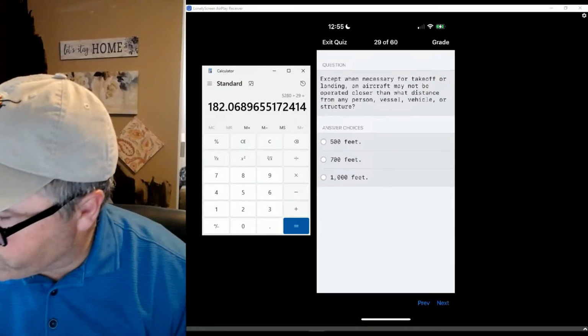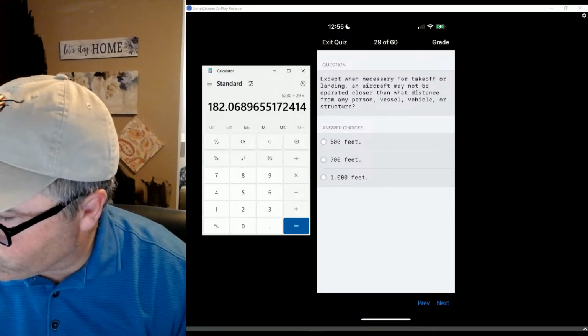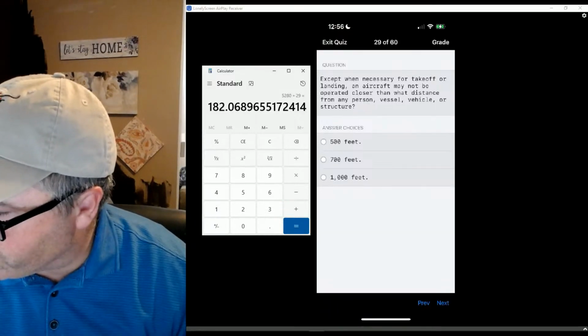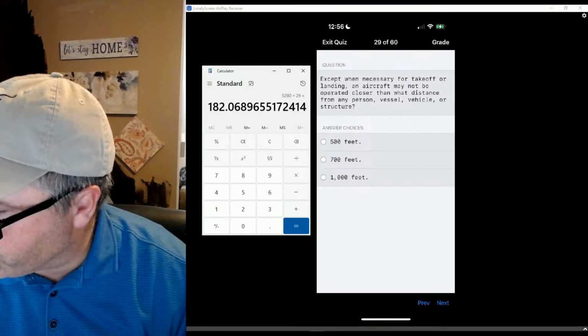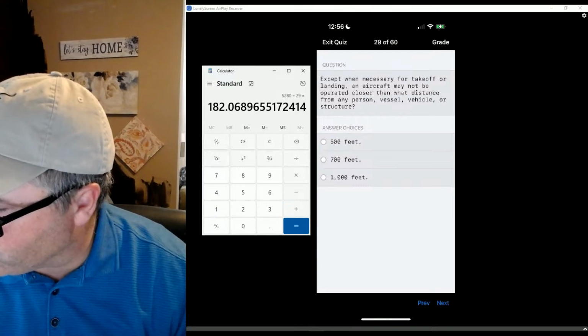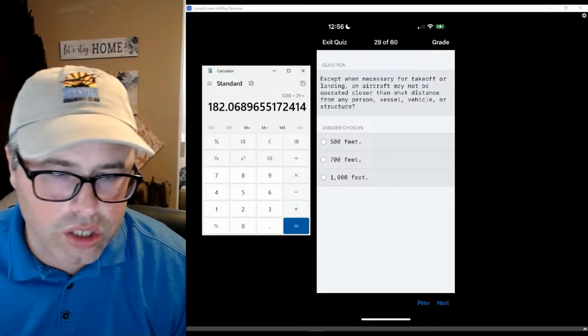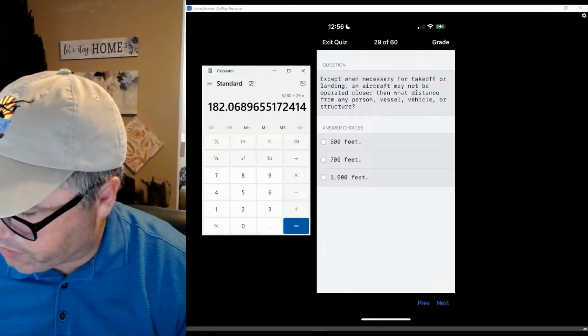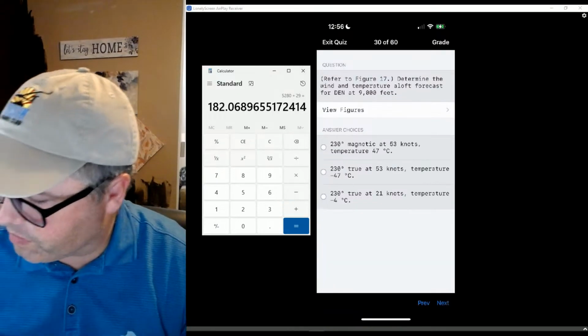Except when necessary for takeoff or landing, an aircraft may not be operated closer than what distance from any person, vessel, vehicle, or structure? Takeoff and landing, it's 500 feet. This is just something you remember, 500 feet.